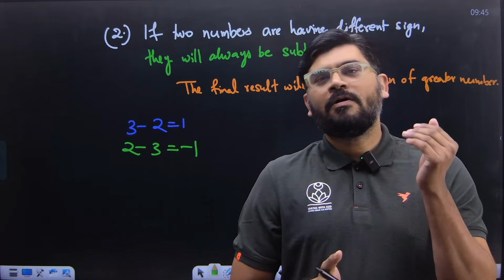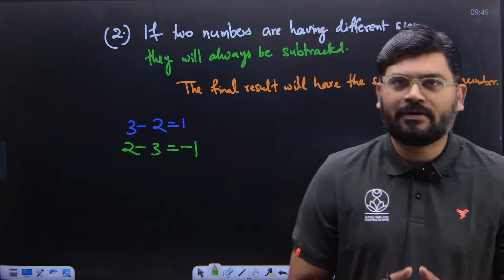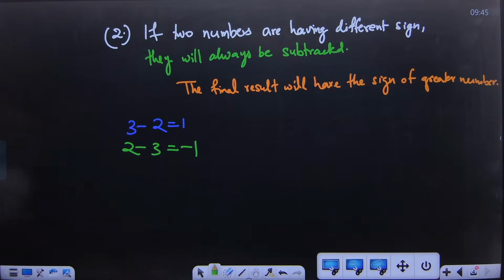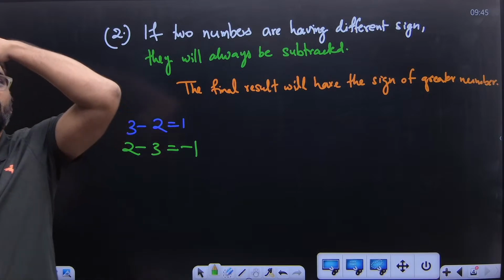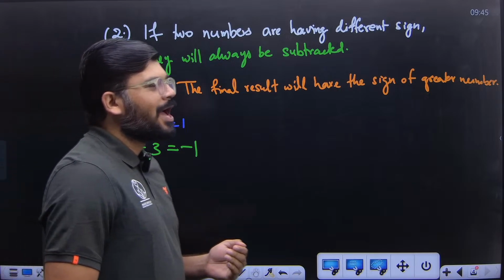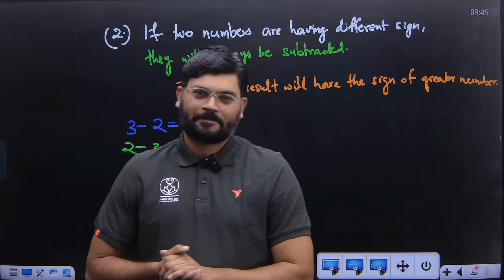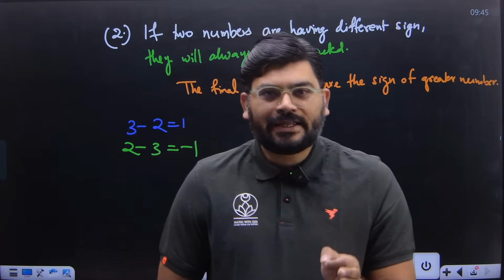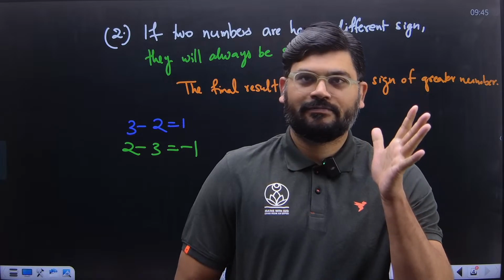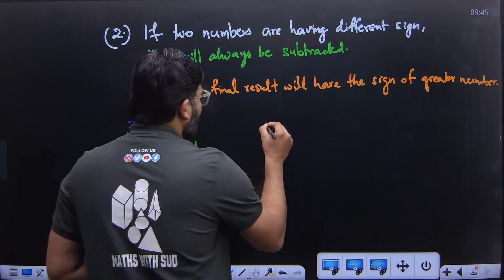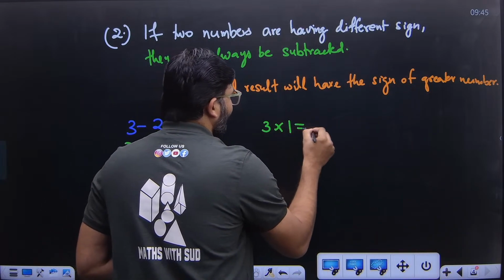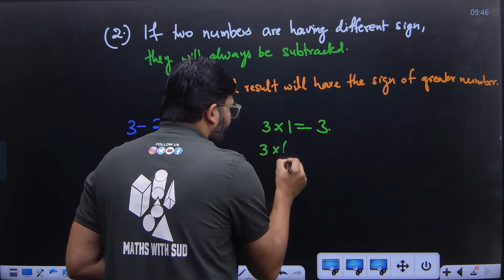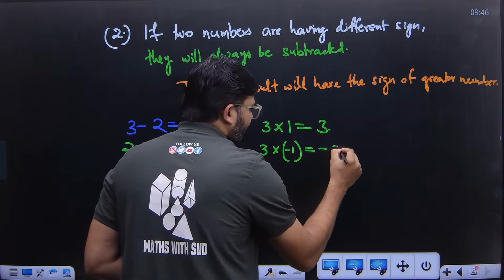Okay. So now let me explain how a negative number is formed first. So there are two ways to understand it. One is multiply the number by negative 1. See, if you multiply 3 by 1, you will get 3. But if you multiply 3 by negative 1, you will get negative 3.